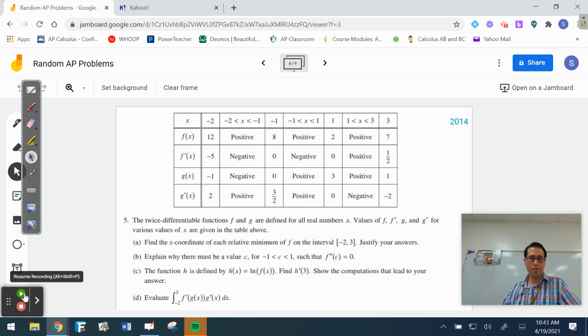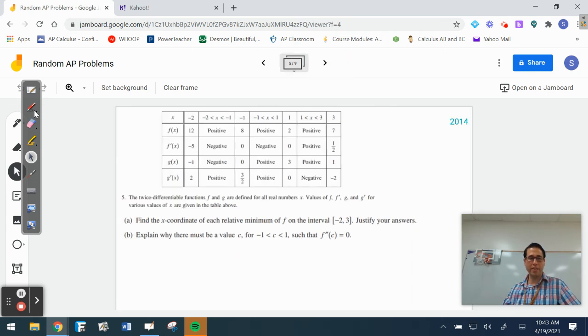We just got two more to go. All right, I really, really hope you tried this. I'm going to make it a bigger screen for me to work with. But we have twice differentiable functions, f and g, defined by my table up there. They give me a whole bunch of everything.